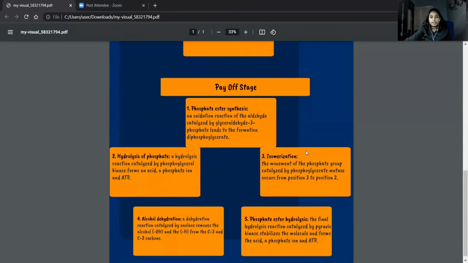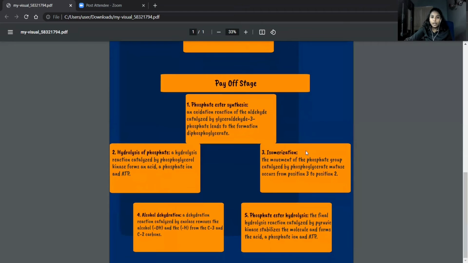So secondly, we have the payoff stage. In the payoff stage, we have 5 different steps. First of all, we're going to look at phosphate ester synthesis, an oxidation reaction of the aldehyde catalyzed by glyceraldehyde 3-phosphate dehydrogenase, which leads to the formation of diphosphoglycerate. Secondly, hydrolysis of phosphate.